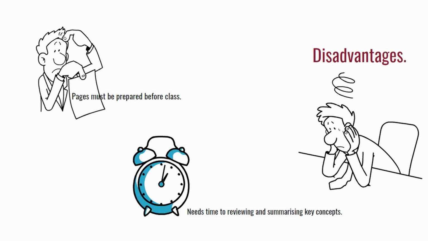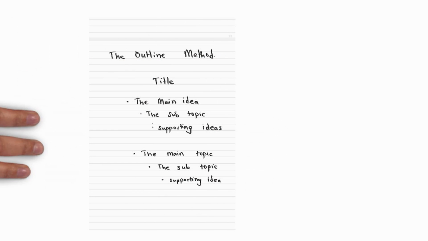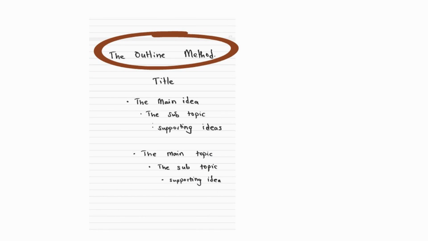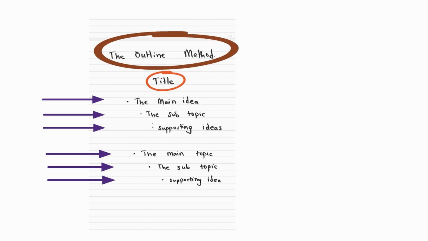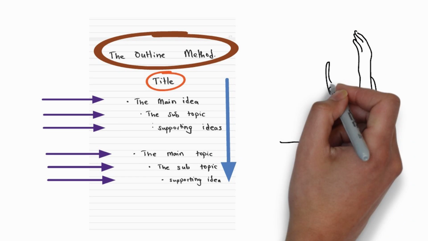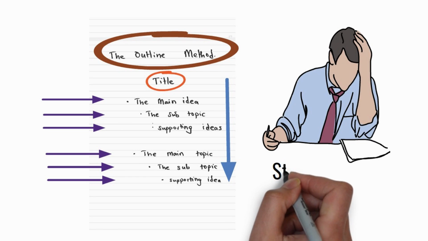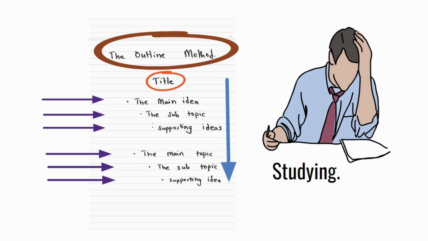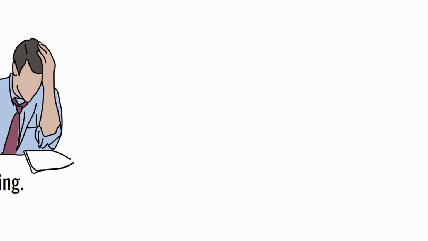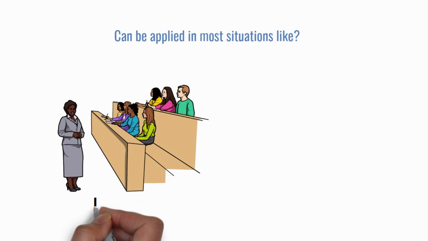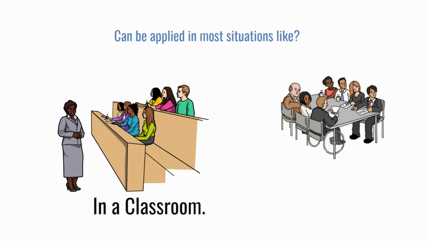The second is the outline method. It is a linear method and the one many people naturally lean towards. Usually organized with headings like the title and bullet points and written straight down the page. However, it can be more useful as a study technique than when one is first being introduced to new information. This method can be applied in most situations but works best if the lecture or class follows a clear structure.